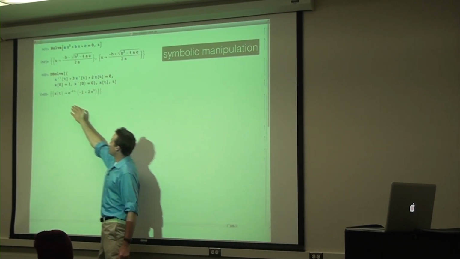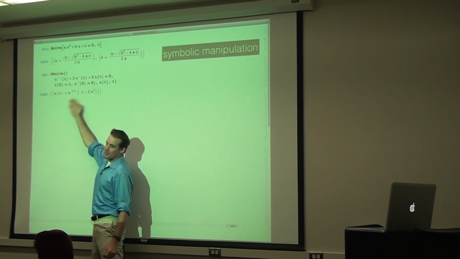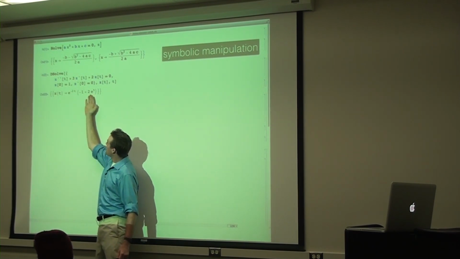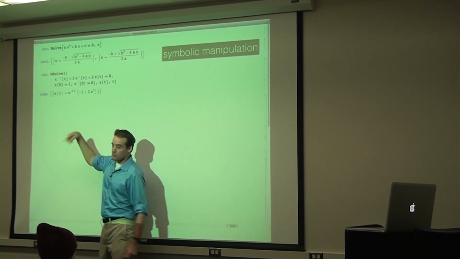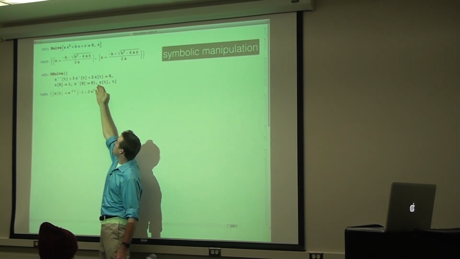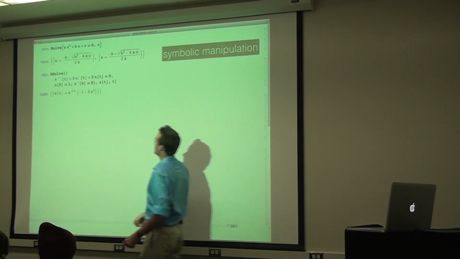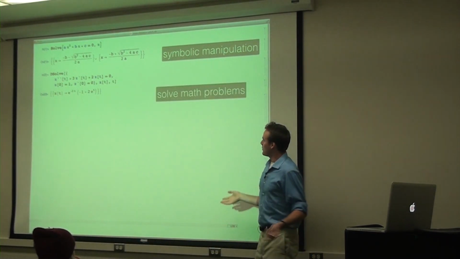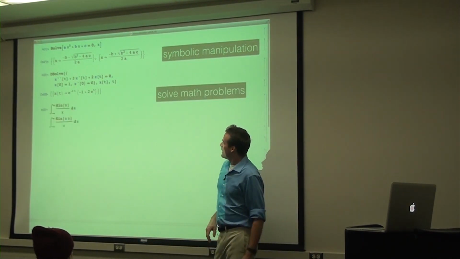Right out of the gate, it'll show you x of t goes to this function of time. If you plug this function of time into the differential equation and take the derivatives and so on, it will satisfy x double prime plus 3x prime plus 2x equals 0 for all t. Okay, so that's nice. So it can solve some math problems. Okay, so far so good.